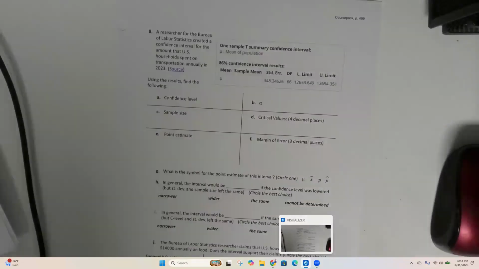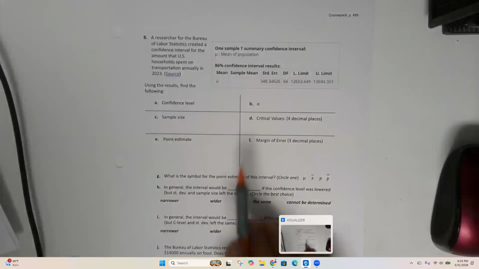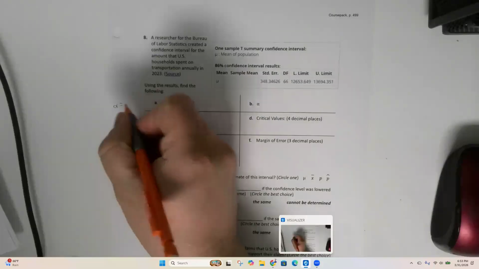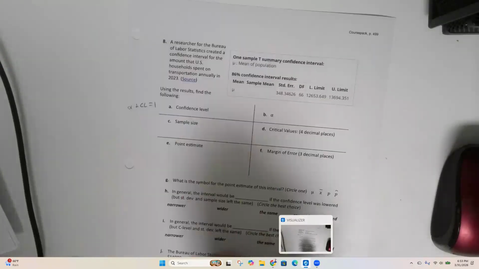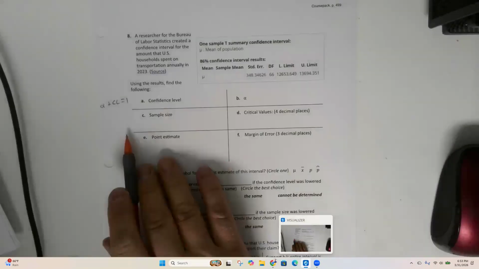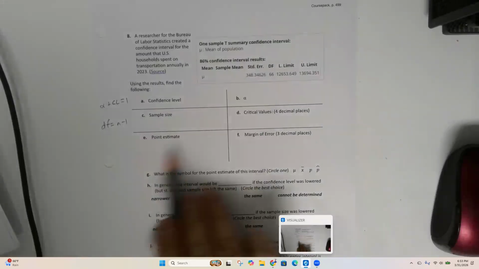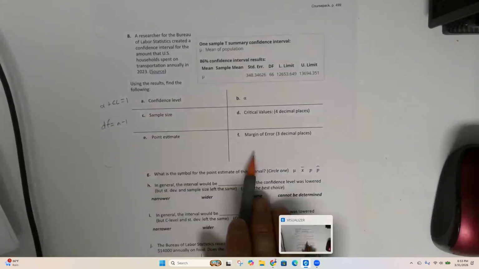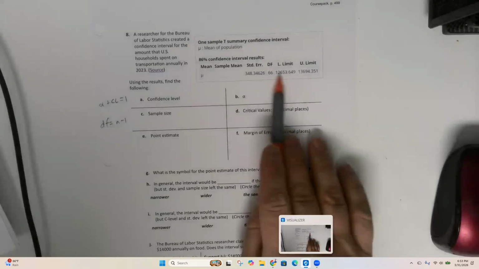A researcher for the Bureau of Labor Statistics created a confidence interval for the amount that U.S. households spend on transportation annually. So here's all the StatCrunch results. I give all this information. So once again, alpha plus the confidence level. If you add these together, you get 1. Degrees of freedom is n minus 1. And then the point estimate and the margin of error. So in this case, they didn't give us the point estimate. They gave us the upper limit and the lower limit.